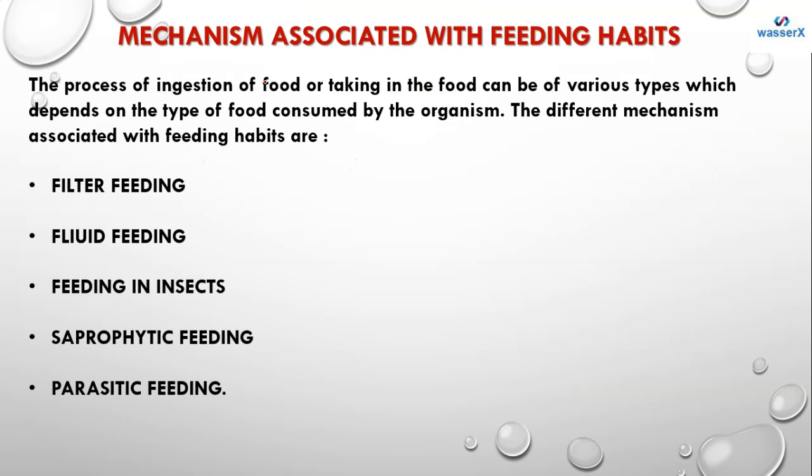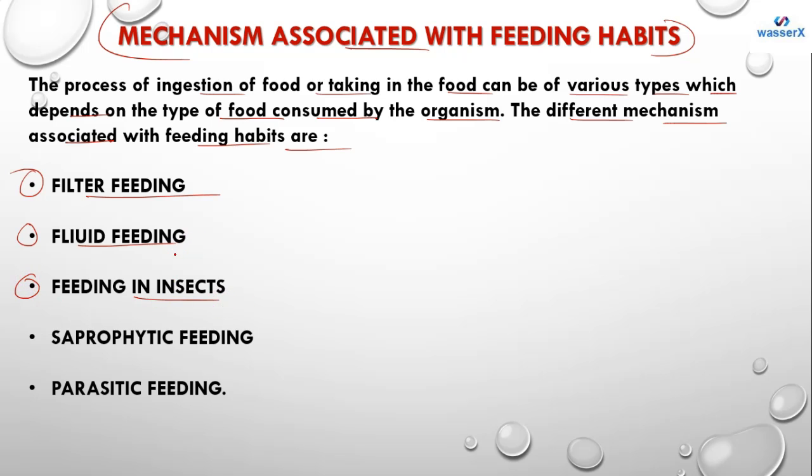Okay, students, now let me explain the mechanisms associated with the feeding habits, how the feeding habits basically work. The process of ingestion, or taking of the food, can be of various types, which depends on the type of food consumed by the organism. The different mechanisms associated with feeding habits are: the first is filter feeding, the second is fluid feeding, the third is feeding in insects, and the next are saprophytic feeding and parasitic feeding. So these are the different types of feeding, students.